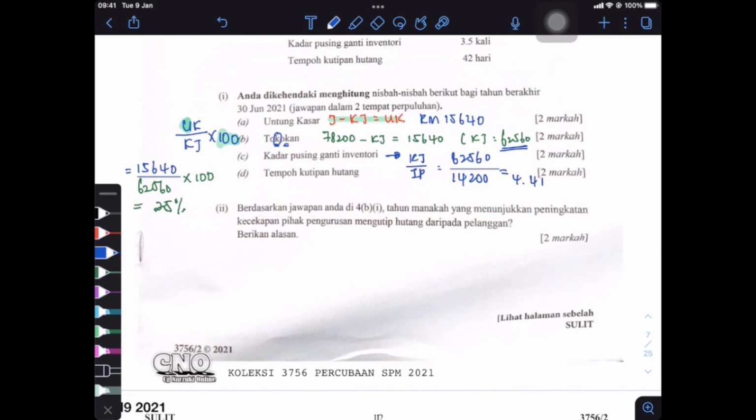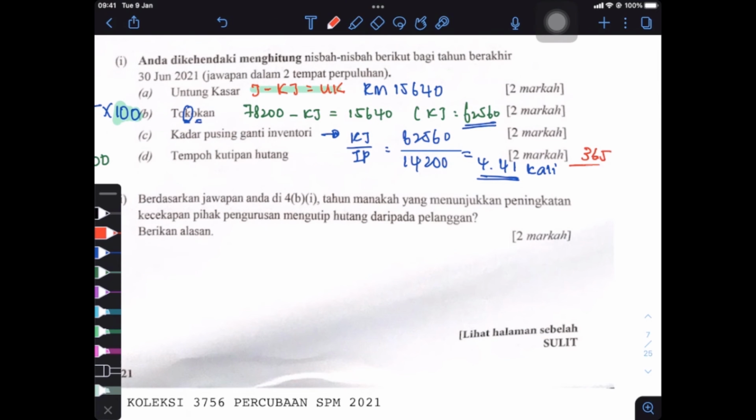4.41. Remember, final answer, always remember your unit. So in this one it will be in kali. Okay, so 4.41 kali. This is according to their requirement, 2 decimal places. So you can write 4.41 kali. Yeah. What if I want to convert this kali into hari? What do we do? Okay, 365 divide by the answer here.